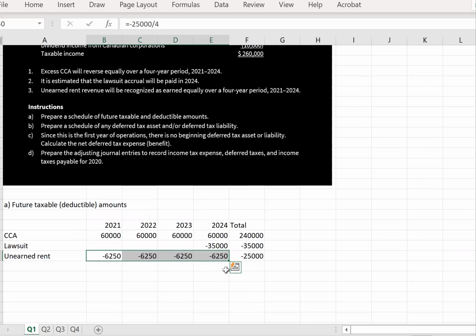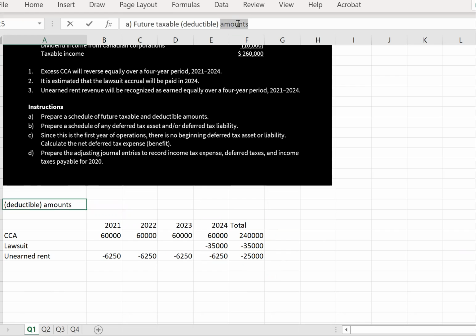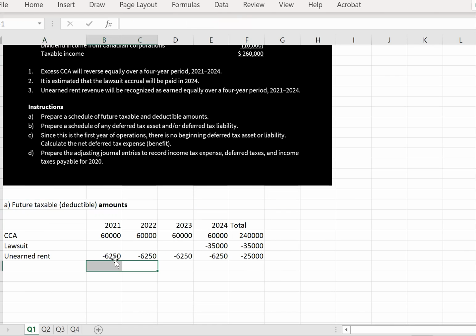Okay, so anyways, our total taxable amounts are here. So you can see in the future, we're going to have 240,000 of taxable amounts of CCA, a 35,000 lawsuit as a future deductible amount, and unearned rent as a deductible amount. And it's really important because where it says amounts is actually really key, because these are the amounts. This isn't the actual deduction. In order to figure out the deduction, we're going to need to apply the tax rate.